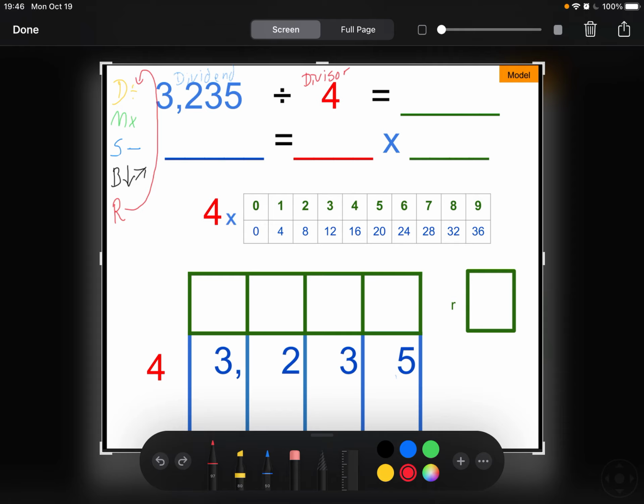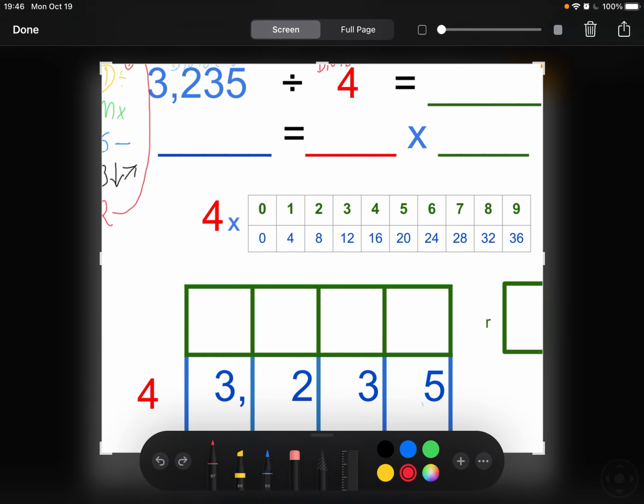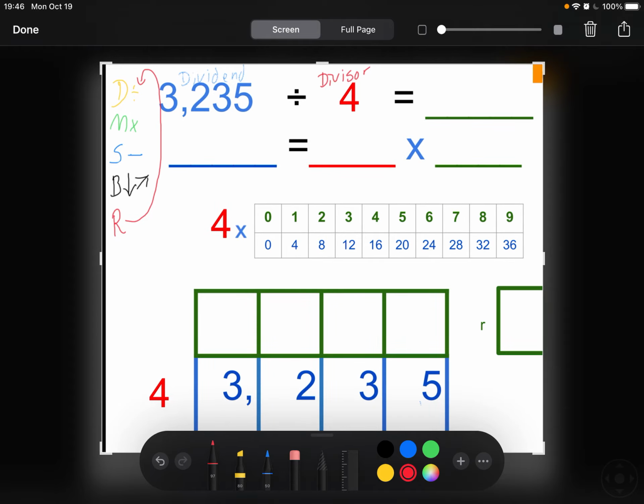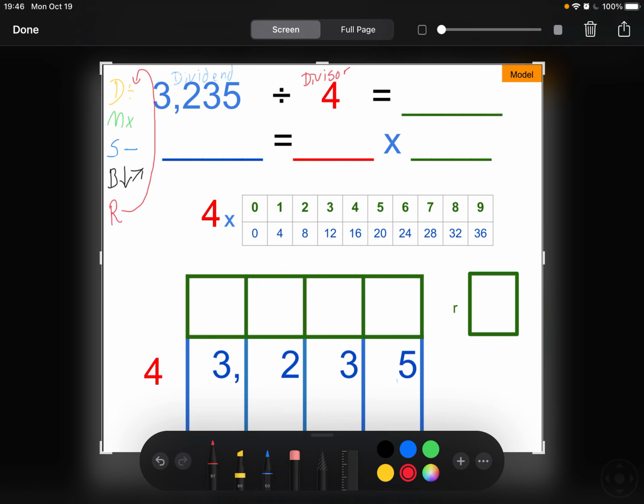And then we set up our multiplication chart. So you can see I have my multiplication chart for my multiplication tables of 4. Okay, there's our multiplication tables of 4. So numbers on the top that are green are going to be part of my quotient. So that's why I have it color coordinated for green. Next, on the bottom are going to be my answers for my multiplication facts, and that's going to be on the bottom so that I can then subtract them.